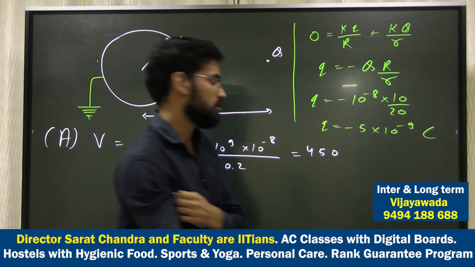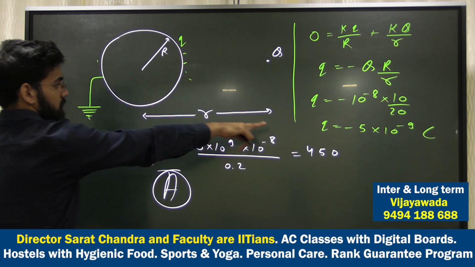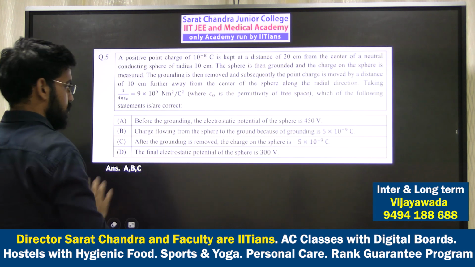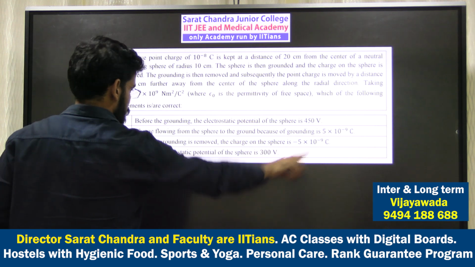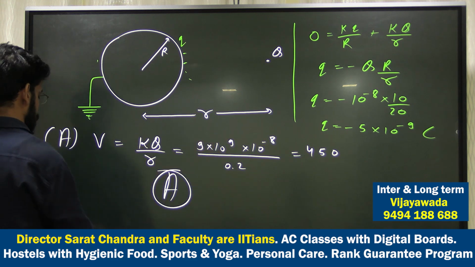Because we want the potential to be 0. Overall potential, right? So grounded, potential 0. So this is the charge. So B and C options both are correct, right? After grounding is removed, the charge on the sphere that we calculated is minus 5 into 10 to the power minus 9.